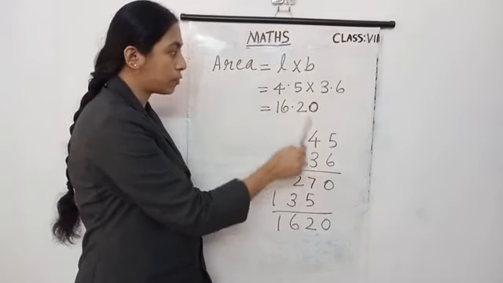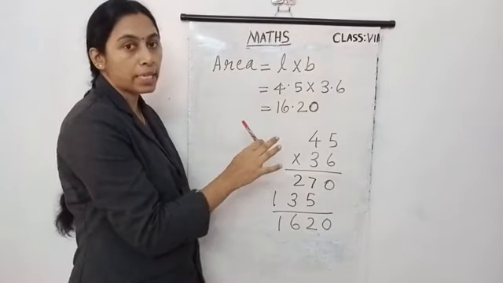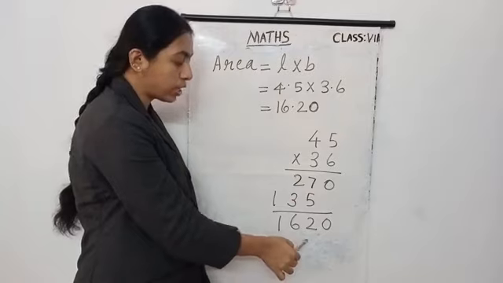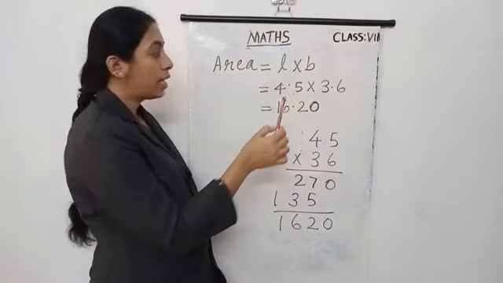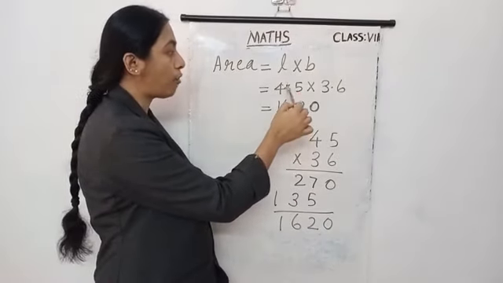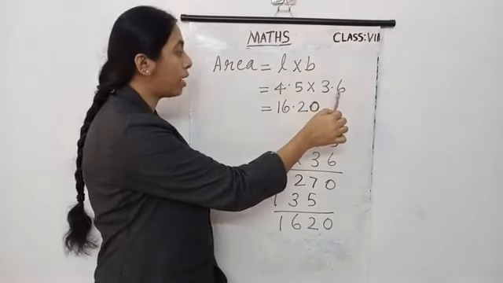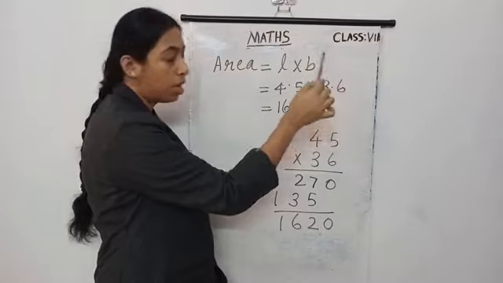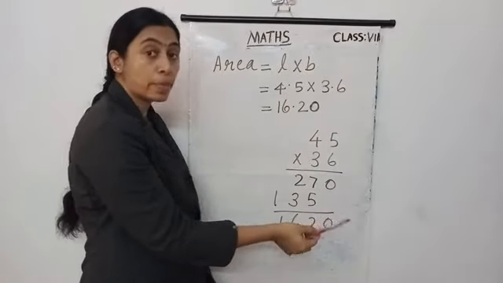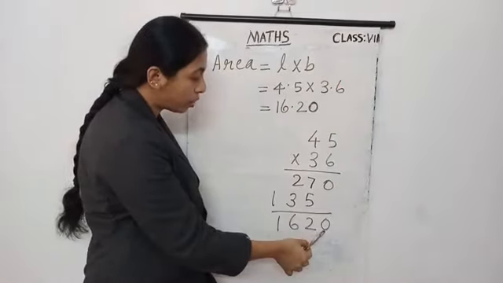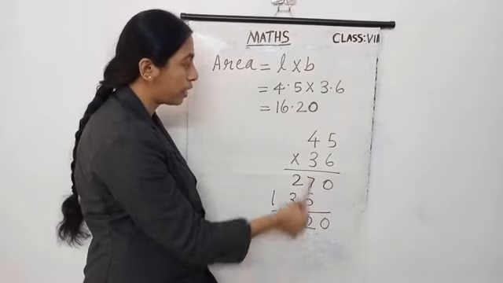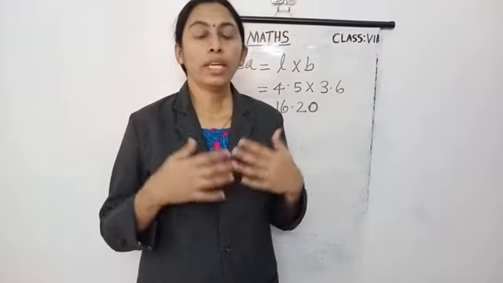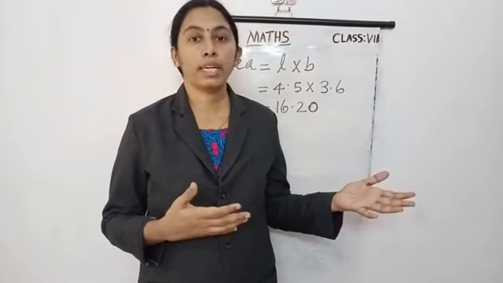45 into 36. First do multiplication without decimal points. Then we get 1620. Next, count how many digits are after the decimal point in the numbers. So here 1 digit and here also 1 digit. So total 2 digits. So put the decimal point from the right side. Count 2 digits. Then put the decimal point here. That is 16.20.